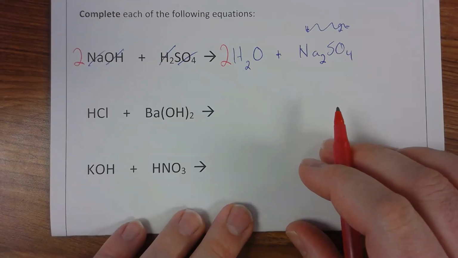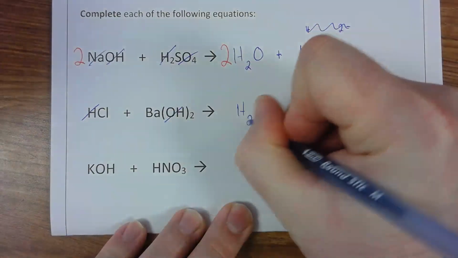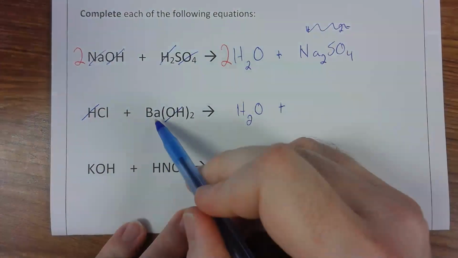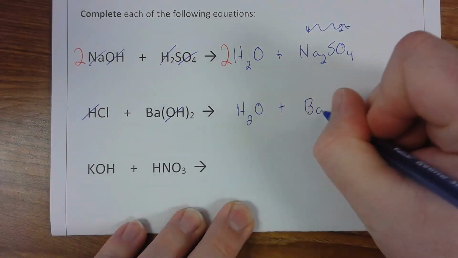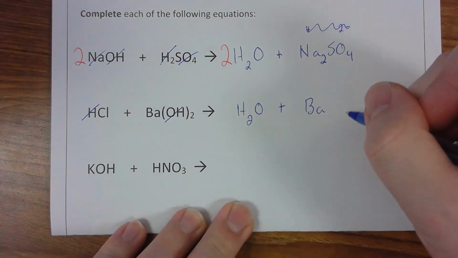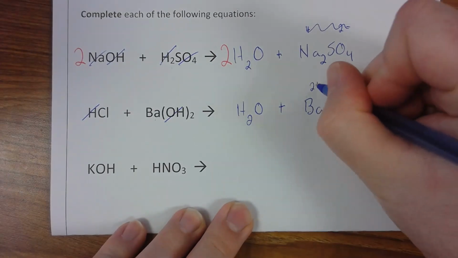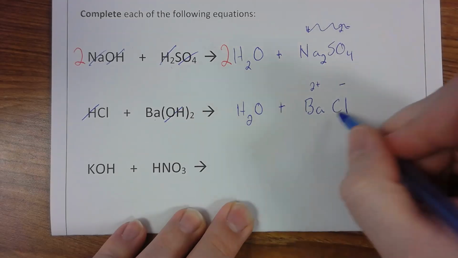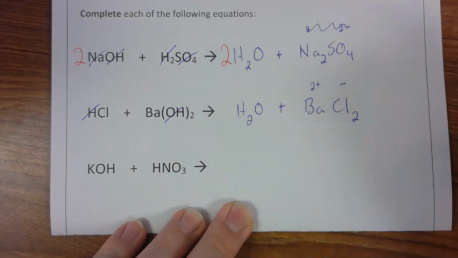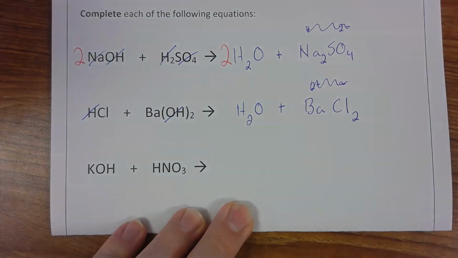Coming down here, I'm going to use that same process. I'm going to eliminate the H and the OH's to make H2O. And then I'm going to put the barium together with the chlorine. Remember that the positive always goes first, so barium being a metal is going to be written first. And then chlorine. Barium is a 2 plus from your periodic table. Chlorine is a 1 minus, which means that when these two come together, it's going to be BaCl2 for charge matching.